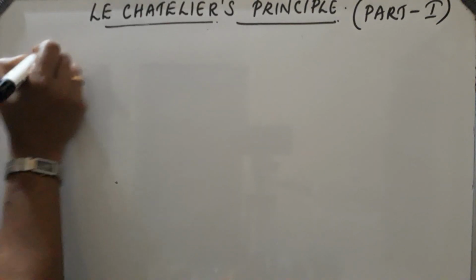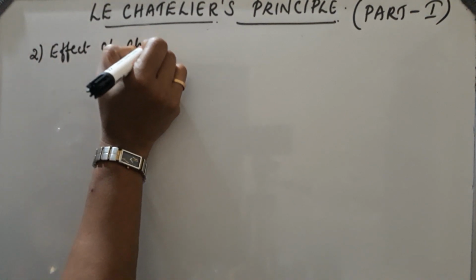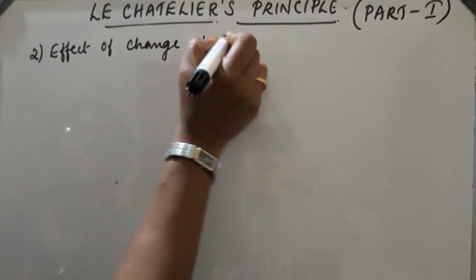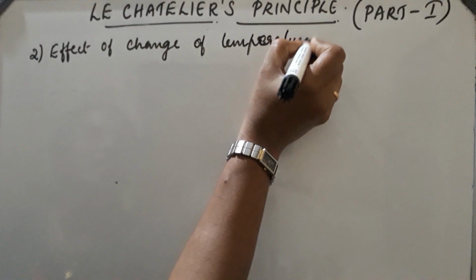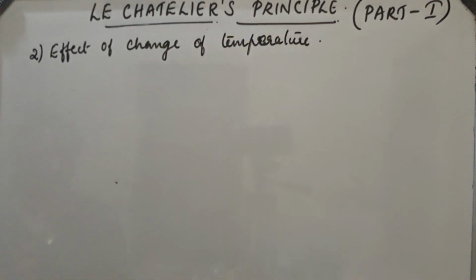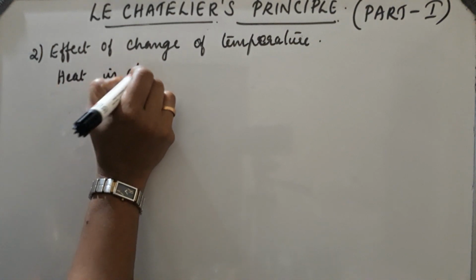Second factor, effect of change of temperature. Increase or decrease in temperature also affects the equilibrium. According to this principle, if the temperature of the system at equilibrium is increased, what happens? The equilibrium will shift in the direction in which heat is absorbed.